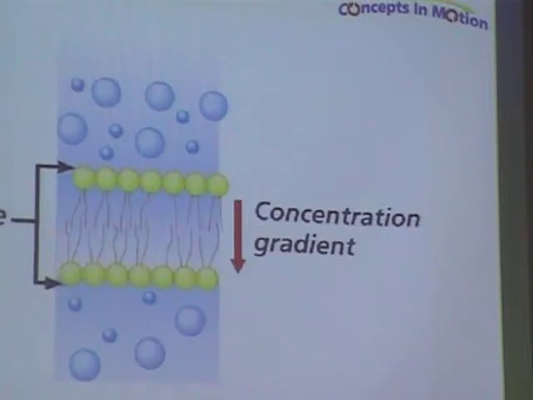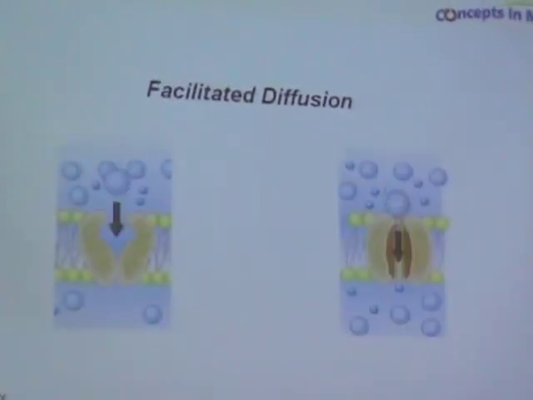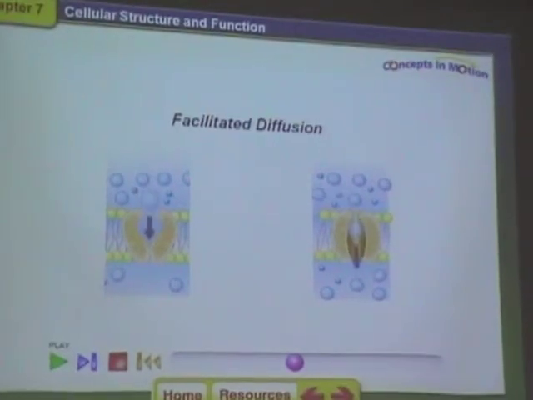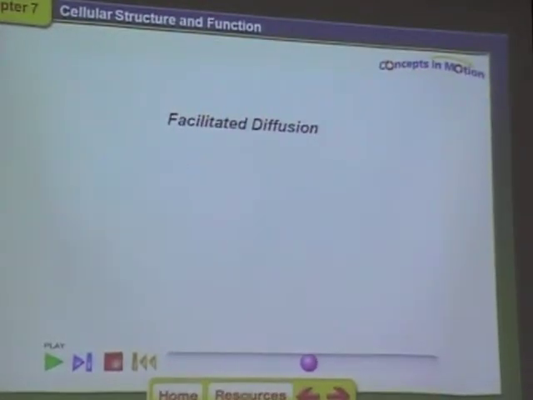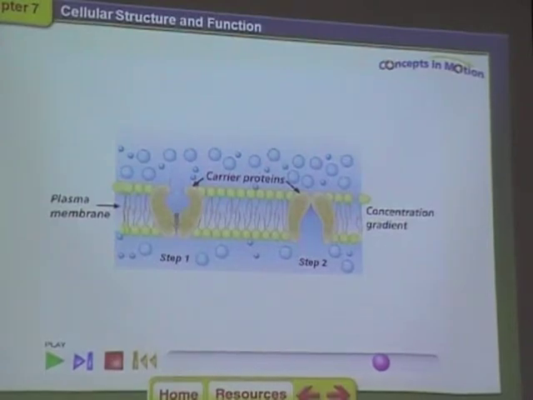Some molecules, like water, can pass through the plasma membrane by simple diffusion. Facilitated diffusion occurs when materials are passively transported across the membrane using transport proteins. There are two ways this can happen. Channel proteins, a transport protein, form channels that allow specific molecules to flow through. Carrier proteins, another type of transport protein, change shape to allow a substance to pass through the plasma membrane.